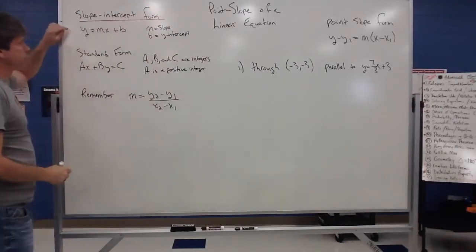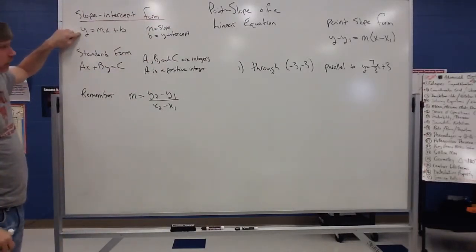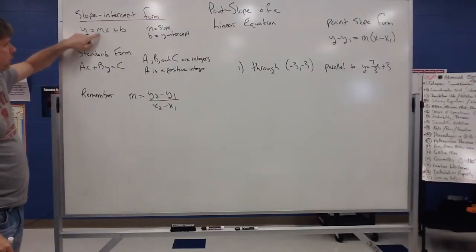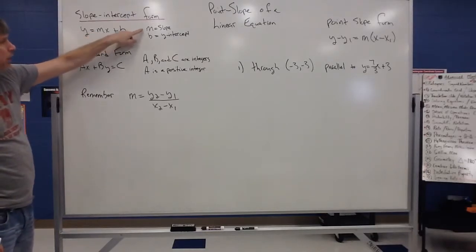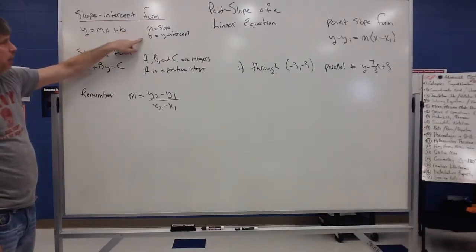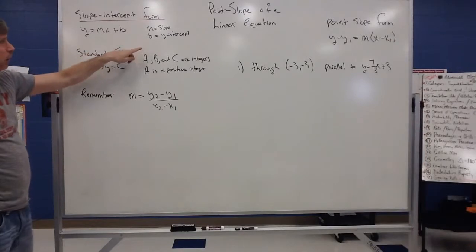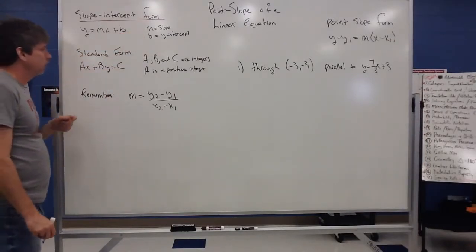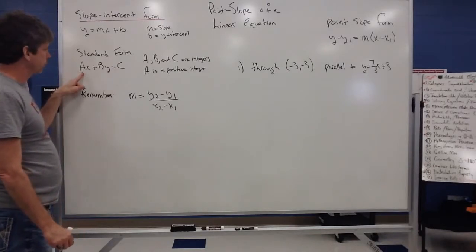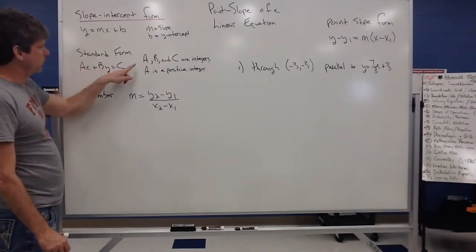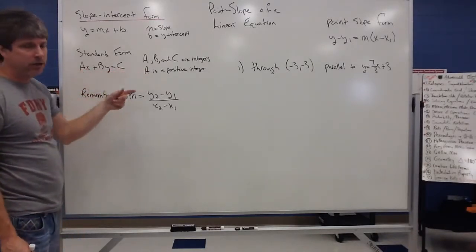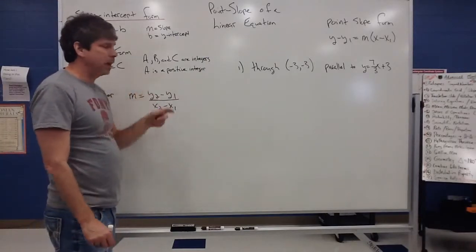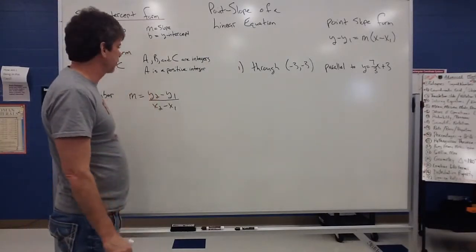So remember, slope intercept form is the equation y equals mx plus b, where again m represented the slope and the b represented the y-intercept. And remember, we use that information to graph the linear equation. Standard form is ax plus by equals c. Remember that a, b, and c had to be integers, and we wanted that a to be a positive integer, to be a little more specific.